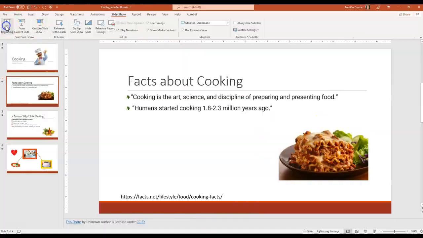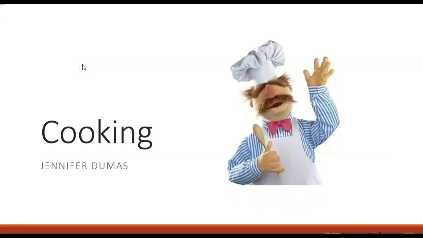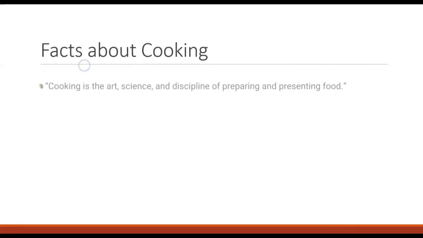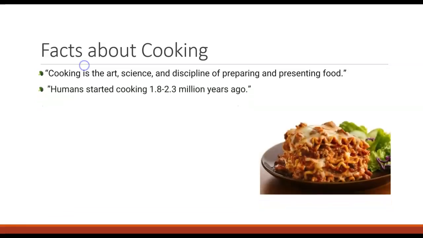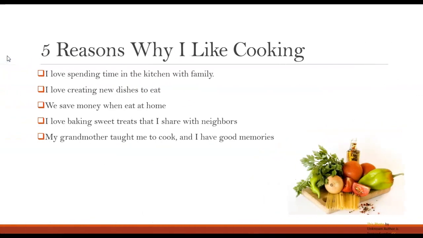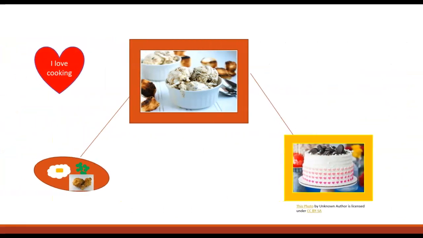Watch when I go back, start my presentation from the beginning. Here comes an animation, another one, final one on this slide. I'll transition to slide 2. Here comes my title, my fact number 1, fact number 2, my picture, my URL of where I got my facts. Next, transition to 5 reasons why, and transition to my shapes, pictures, and colors of why I like cooking.